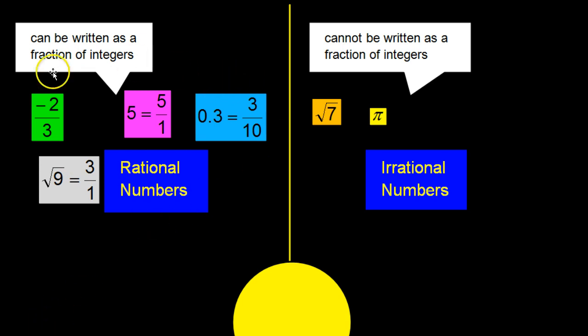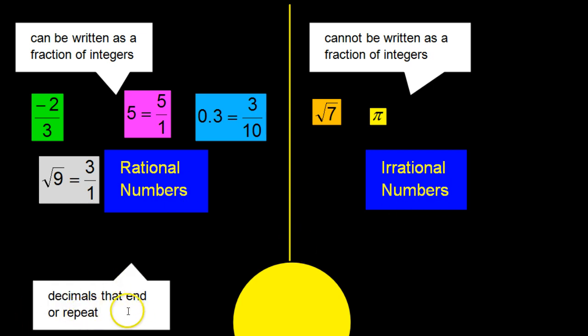Okay, so that's one way to think about rational versus irrational. Rational numbers can be written as a fraction of integers. Irrational numbers cannot be. Now there's a second way to think about rational numbers versus irrational numbers. Rational numbers are always decimals that end or repeat. I should emphasize those words: end or repeat.